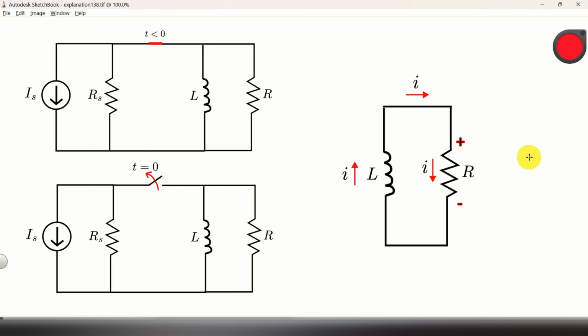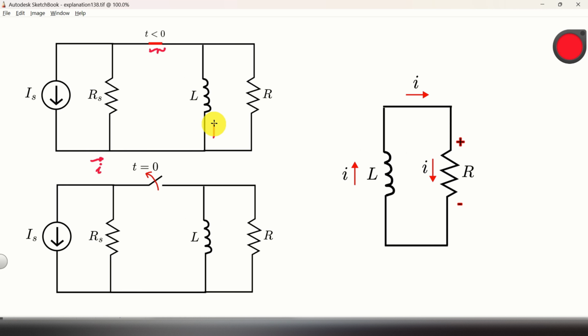First of all, let's analyze this circuit and let's focus on the case when time is smaller than 0. Over here, the switch is closed and we have this current source IS that provides the constant current to this circuit. After the transient time has passed, the current inside of this circuit is considered to be constant, and we can assume that the current goes like this.